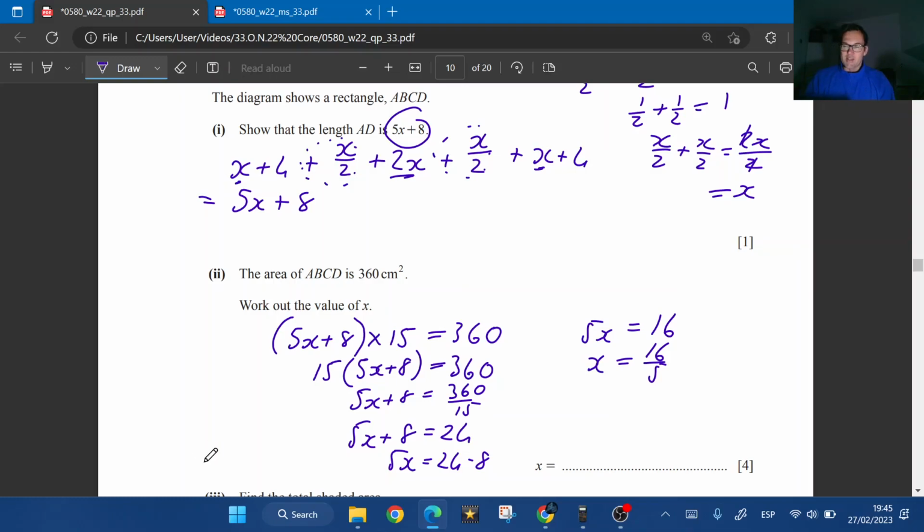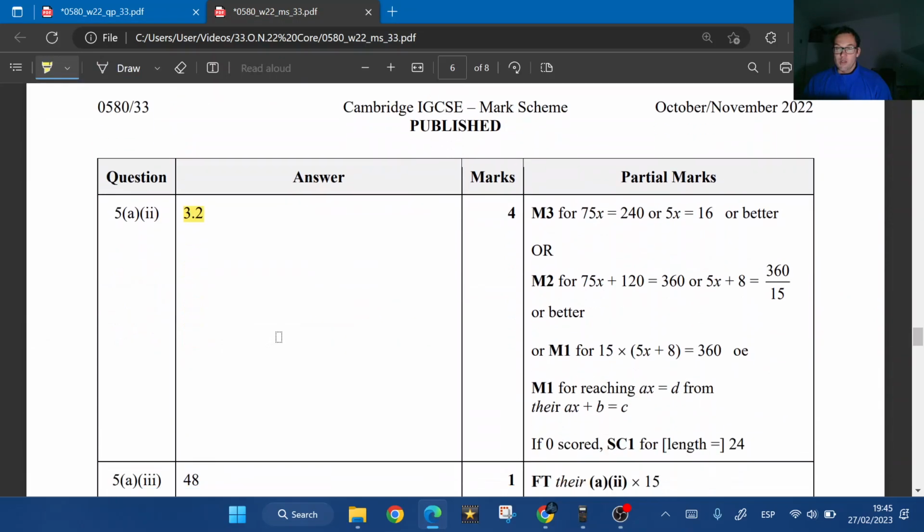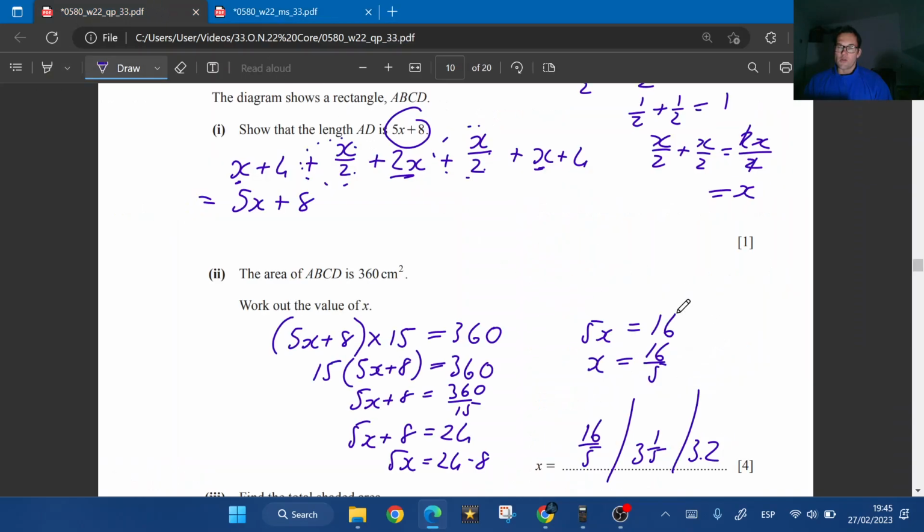Okay. It doesn't tell us how to write this. I'm sure if you write 16 over 5, that's good enough. But if you write it as a mixed number, 3 and 1/5, or as a decimal, 3.2, I'm sure that will be fine. 3.2. Yeah, it doesn't say "or equivalent". I'm sure you'll get your marks for any one of those.